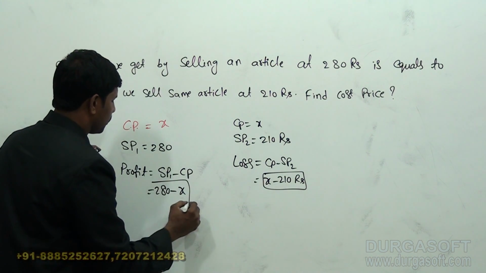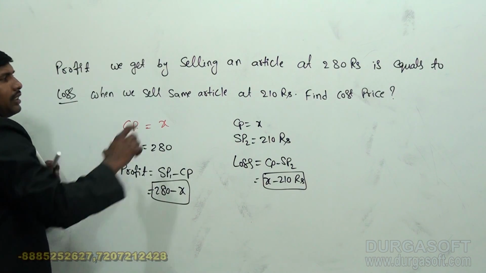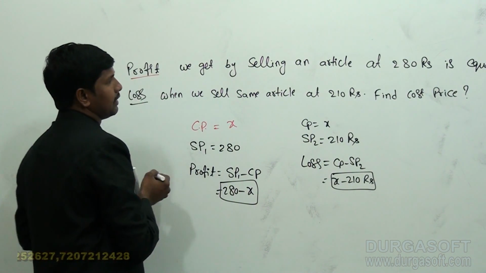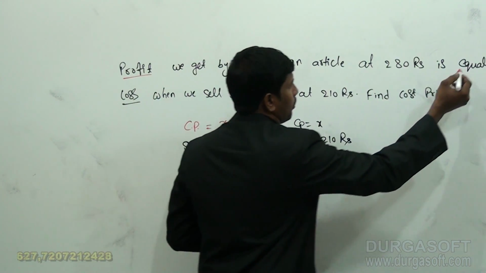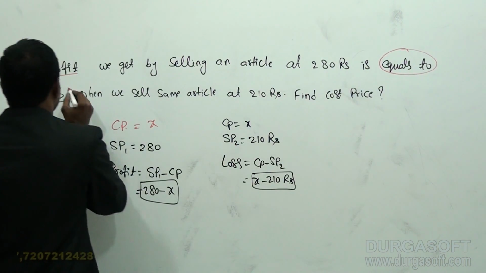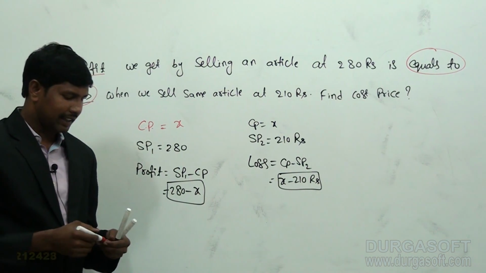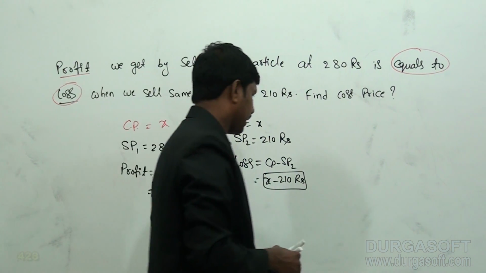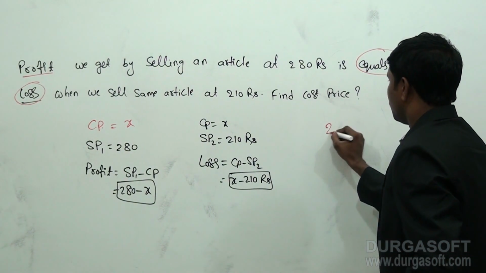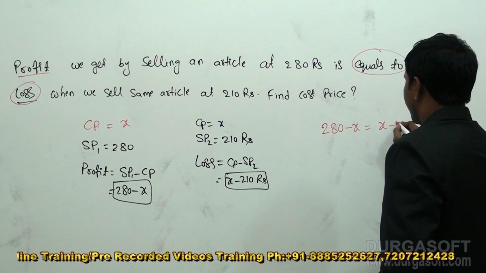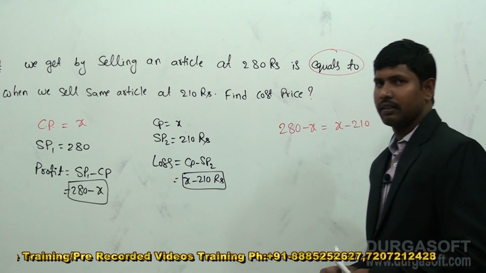Now in the given question it is clearly mentioned that the profit in this case is equal to the loss in this case. So profit in the first case should be equal to loss in the second case, and from this I can take the equation: 280 minus X equals X minus 210.